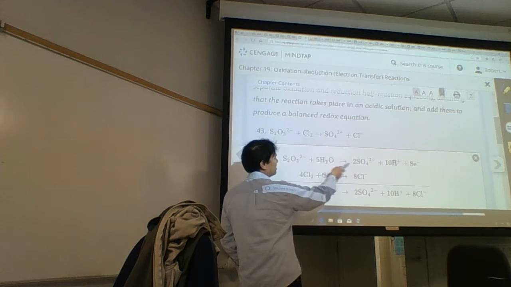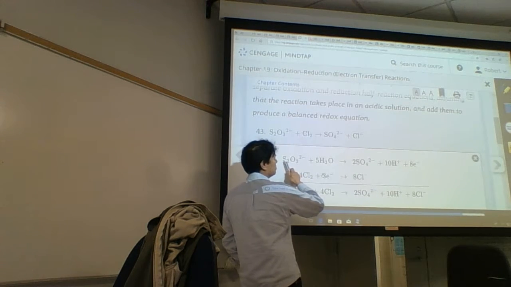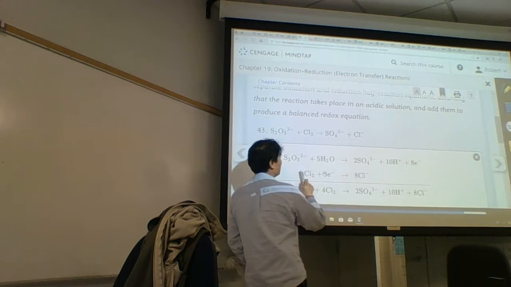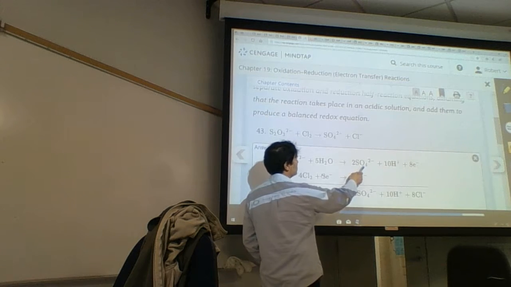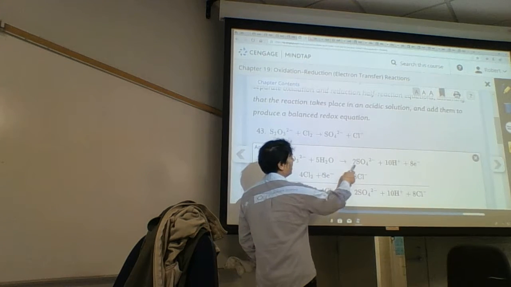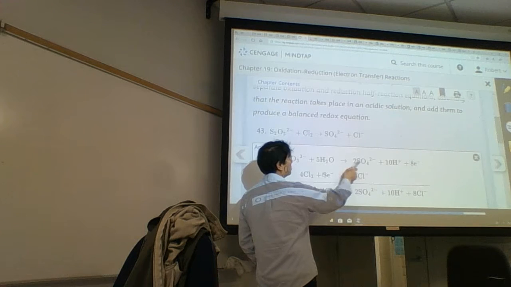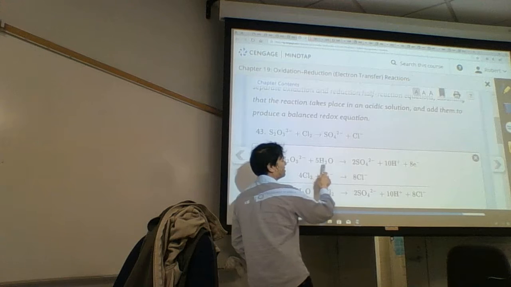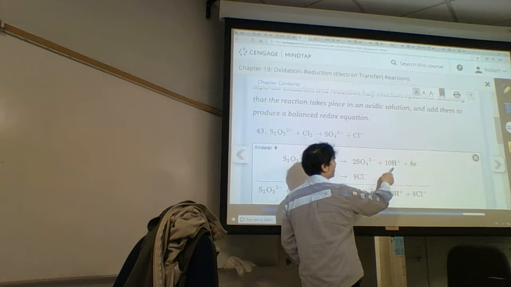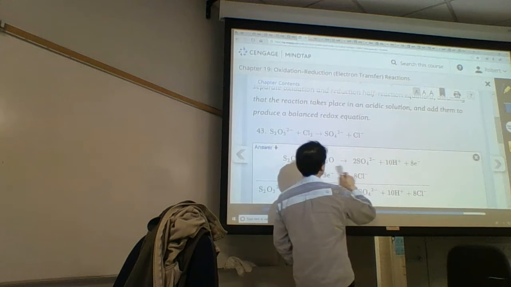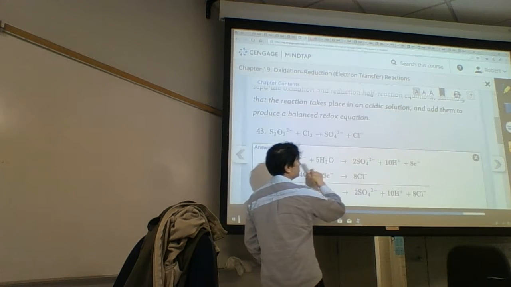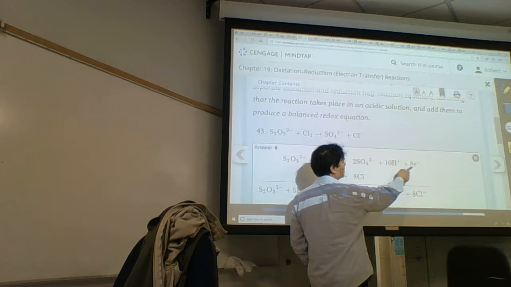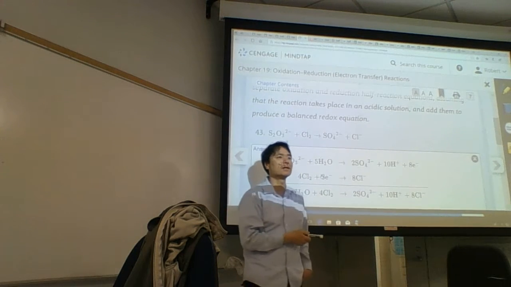First, you balance all elements other than oxygen and hydrogen. So two sulfurs here, 1 sulfur here, so change the coefficient to 2. Then you balance out the oxygens. 3 oxygens here, 8 oxygens here. We need 5 oxygens, so add 5 waters. Then we balance out the hydrogens. 10 hydrogens here, no hydrogens here. We add 10 H plus. Then we balance out the charge. Minus 2 plus 0 is minus 2, and then minus 4 plus 10 is plus 6. So plus 6 minus 8 gives us minus 2, so the charge is balanced.